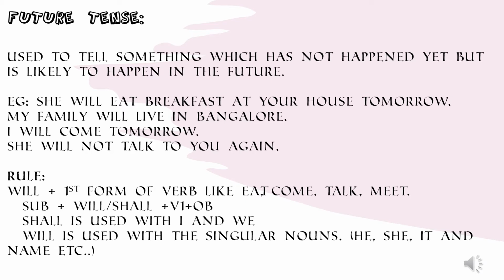Okay, so what is the rule? The rule is will plus the first form of the verb, like eat, come, talk, meet. So with the help of the rule we make: subject plus will or shall plus the first form of the verb plus object. Shall is used with I and we. You can also use will with I and we. Will is used with singular subjects he, she, it and names, etc. Got it?